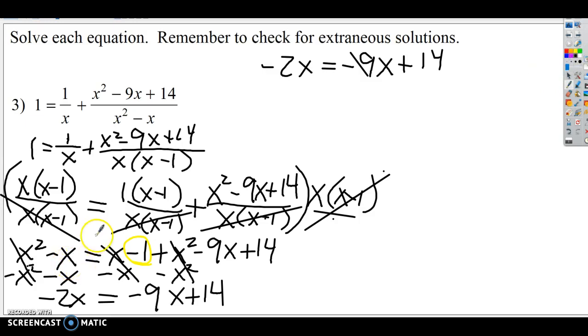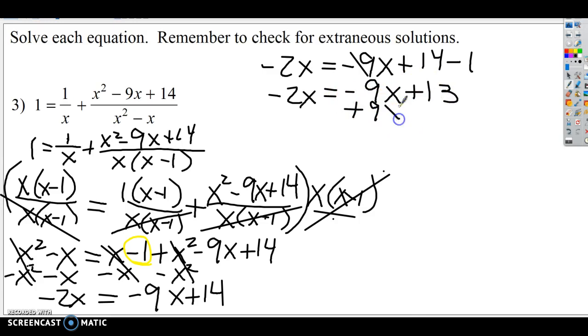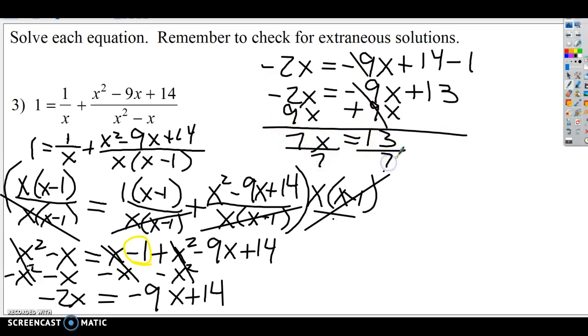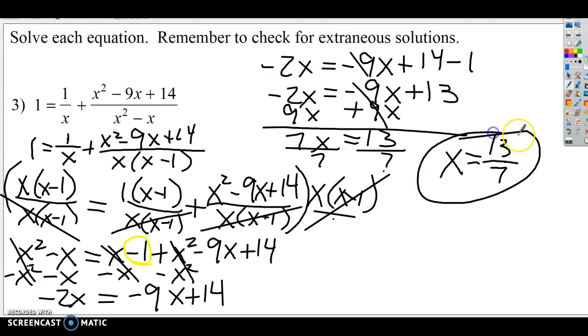So I brought down, or I subtracted the negative x here, and I subtracted the x squared, but then I subtracted and got negative 2x, and I just lost that negative 1. So I'm just going to tack that negative 1 on up here and make sure I don't lose it. So I get negative 2x equals negative 9x, and now I have plus 13. Add 9x. That becomes 7x is equal to 13. And what do you know? The last answer looked nicer. But I know this answer is correct because I have the answers in front of me.